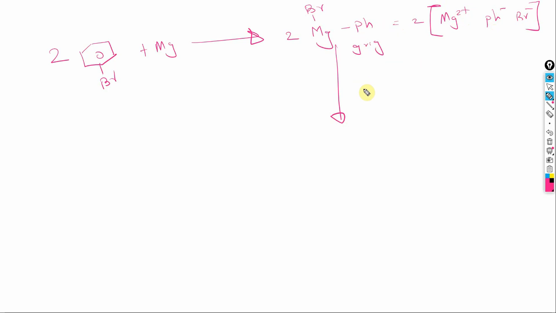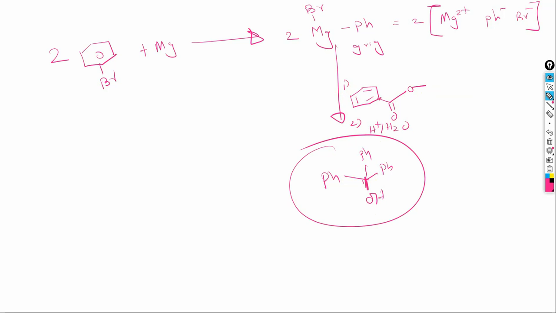And if you react this with an electrophilic species like the one we saw, which is methyl benzoate, you are going to get triphenyl methanol. First you will treat this with the methyl benzoate, then you will treat this with acid and water. That gives you the triphenyl methanol. And this is the final product of this reaction. So that's what you should know in terms of the theory behind this reaction.